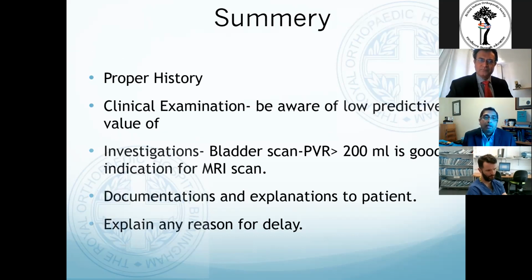So in summary: proper history taking, proper clinical examination, but be aware of the low predictive value. Investigation: again, the bladder scan might be a very good adjunct for requesting an MRI scan, especially an out-of-hours MRI scan. Documentation and explanation to the patient, and also explain any reason for delay.